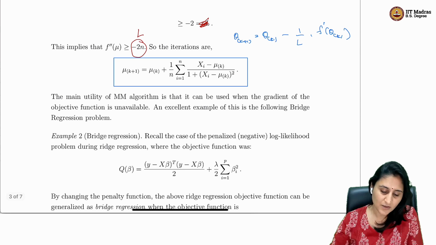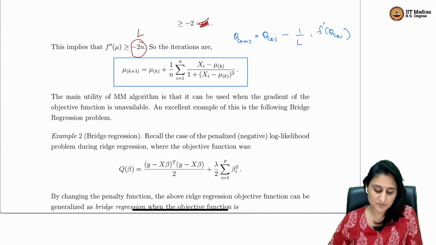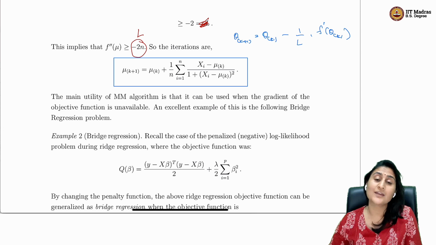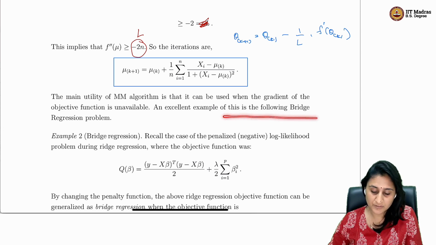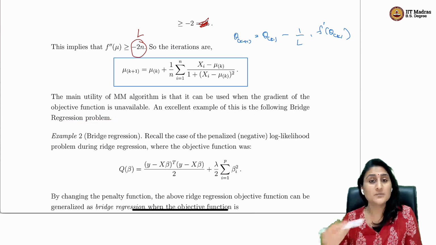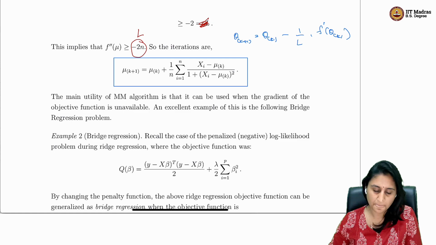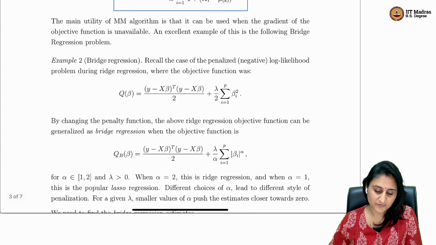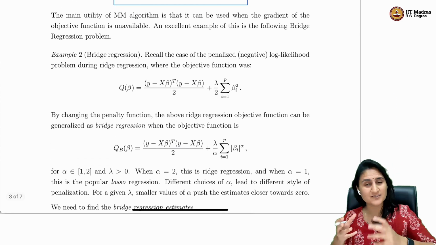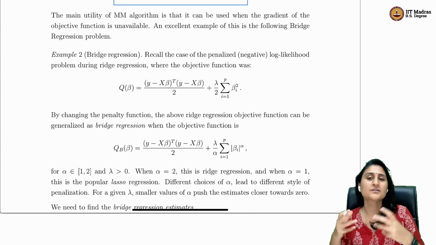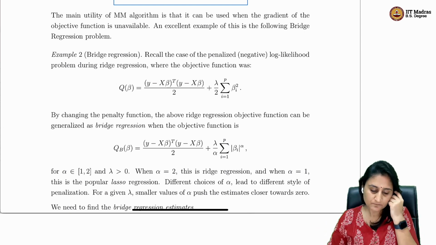So the question is, when can we use this? Or what are the examples where the gradient is not available for the objective function and we can use something like this? And our go-to example for that is going to be the bridge regression problem. Very similar to ridge regression, but now dealing with slightly tricky situations. So this is what we move on to our second example. Now, notice that this is now a multidimensional example because it's a regression problem.